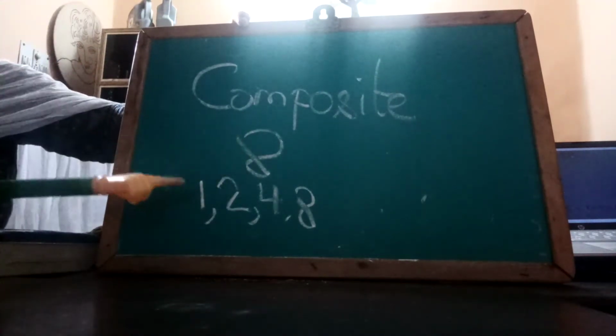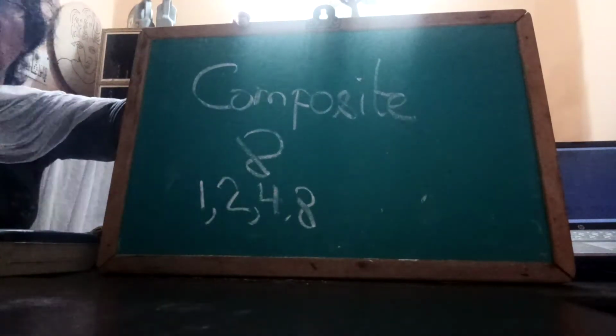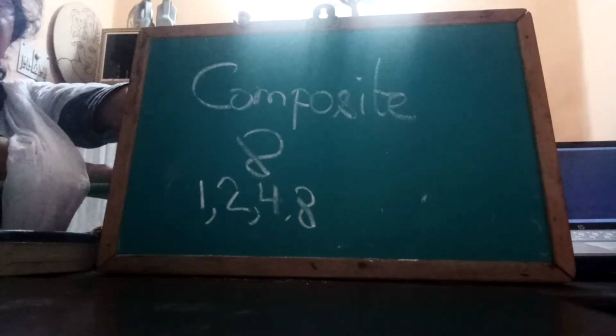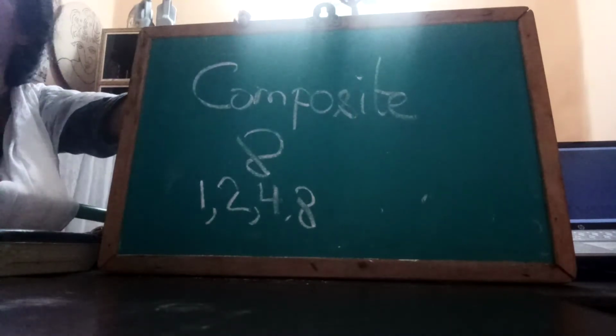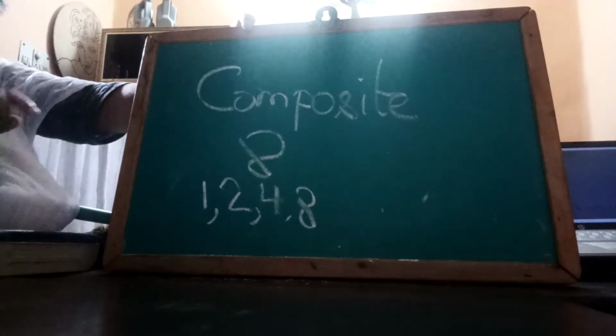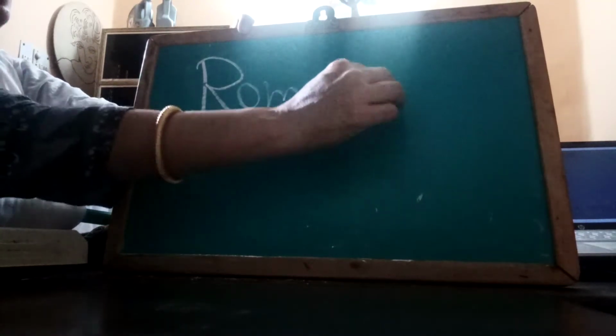Because it is divisible by 1, it is divisible by 8 and it is divisible by other numbers too. So I hope you have understood the meaning of composite numbers. Now let's go to Roman numerals. I am just doing a brief recap of all the things which you have already done. Now Roman numerals, I am writing the short form of numerals.